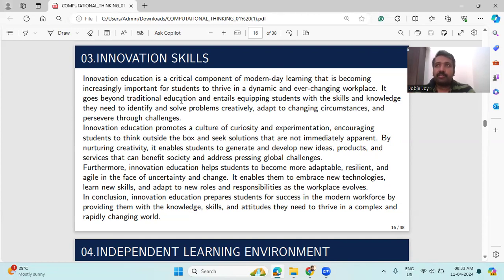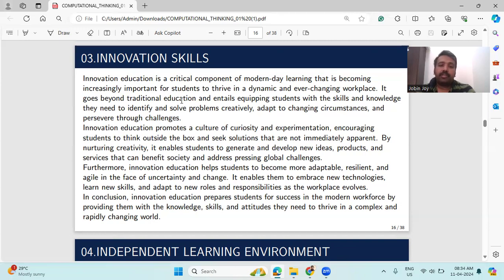So by promoting the innovation skills, they will think about new ideas, new products, new services. Then only the customer will get the benefit. Okay, so thinking innovatively, we will get new ideas, new products, new services that can benefit society and address pressing global challenges.